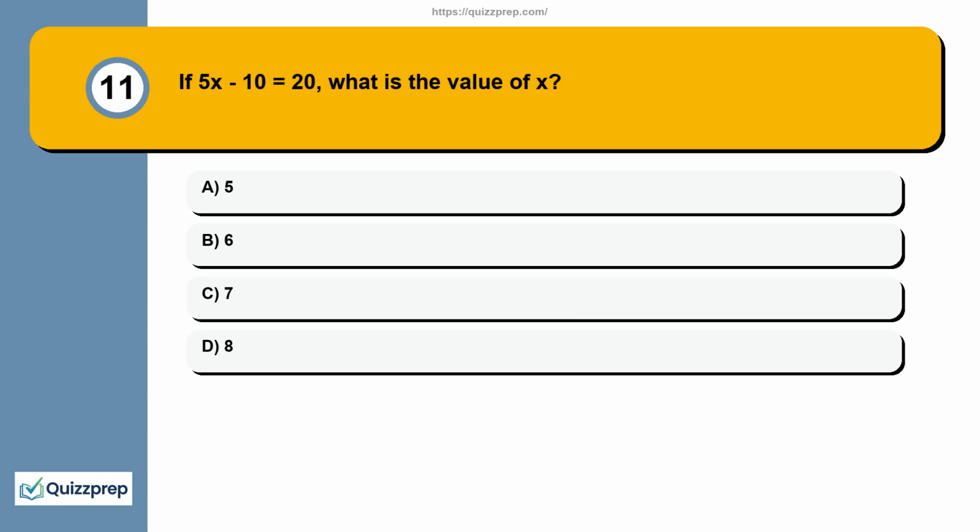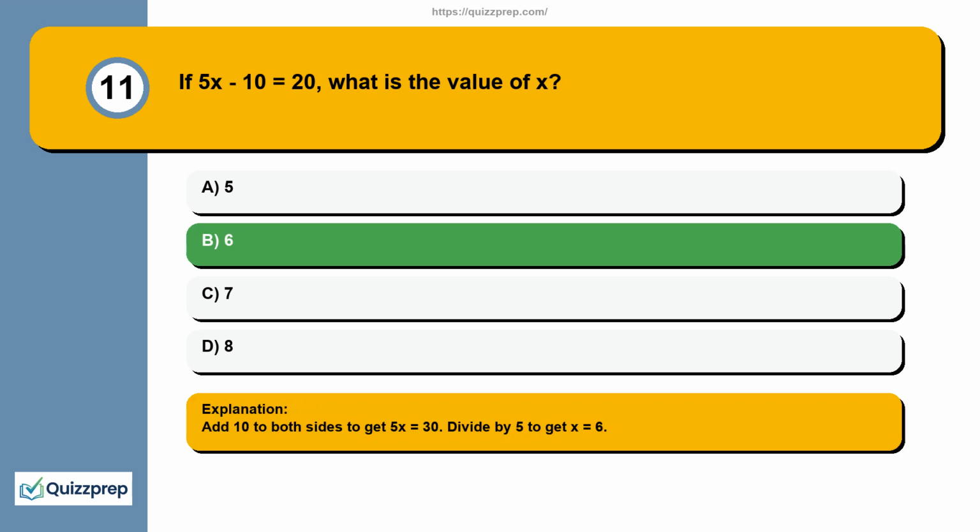Question 11. If 5x + 10 equals 20, what is the value of x? Here are your options. Option A, 5. Option B, 6. Option C, 7. Option D, 8. The correct answer is option B, 6. Explanation. Add 10 to both sides to get 5x equals 30. Divide by 5 to get x equals 6.